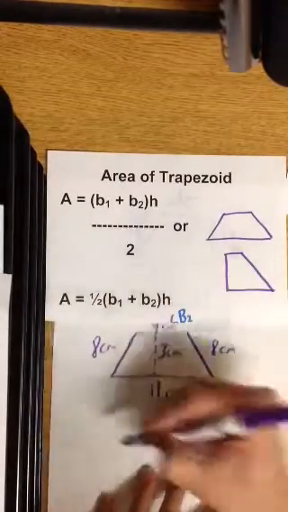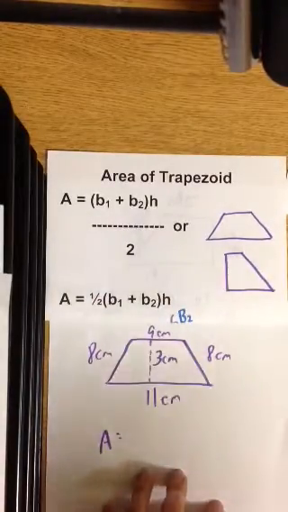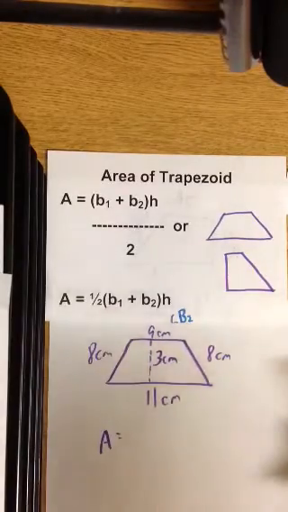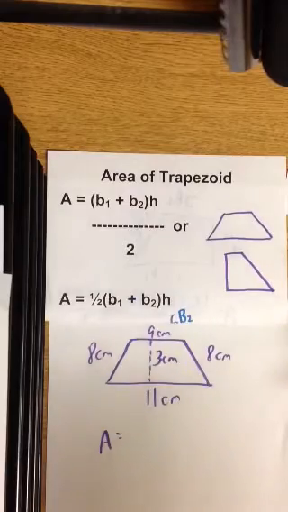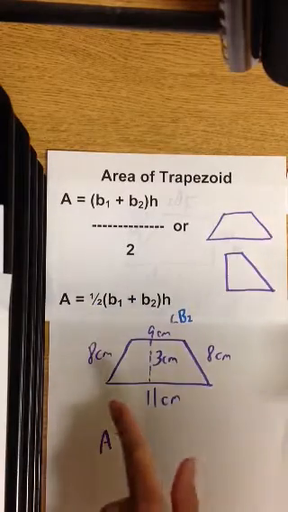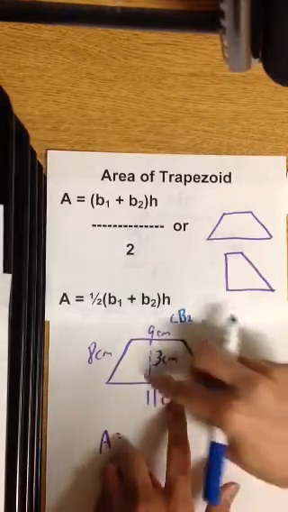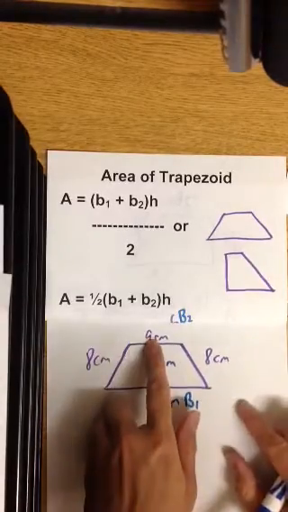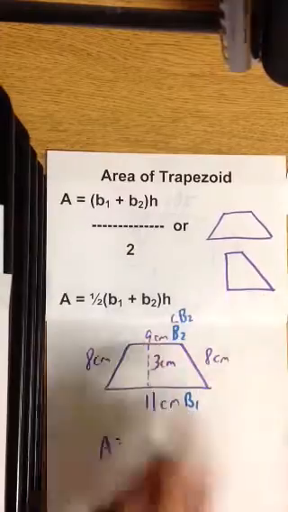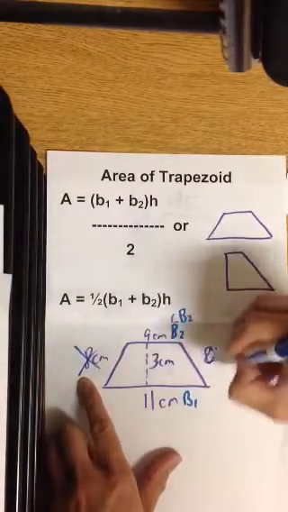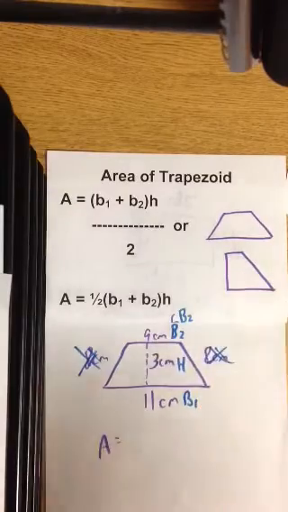Using this formula, we need to figure out which variable or letter goes to which number. B1. What is it? Oh, B. That's base. Base 1. This is the first base. If I flip it upside down, this is another base, base 2. Which one's the height? Well, I know height is you have to stand up straight, so it can't be those. This has to be the height.